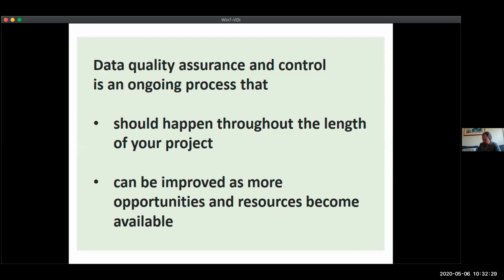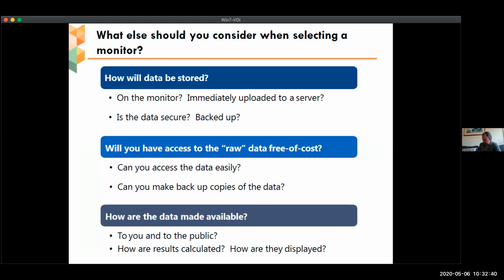As I mentioned earlier, data quality assurance and control is an ongoing process, and it should happen throughout the length of your project. And it can be improved as more opportunities and resources become available.